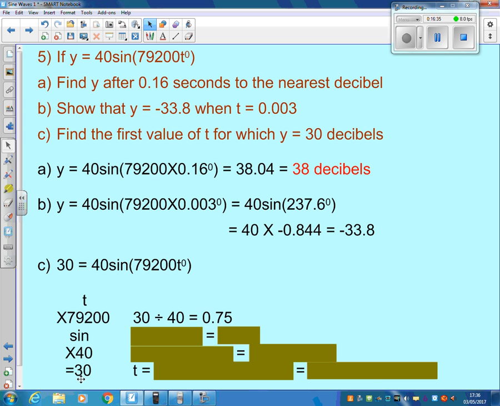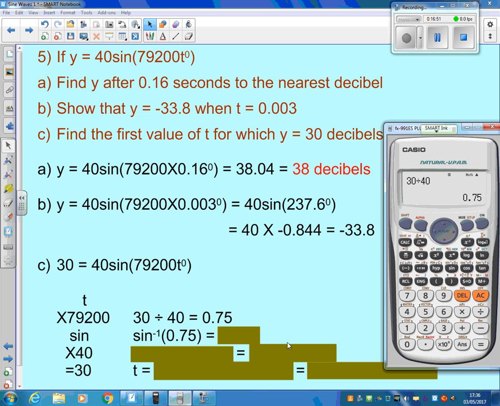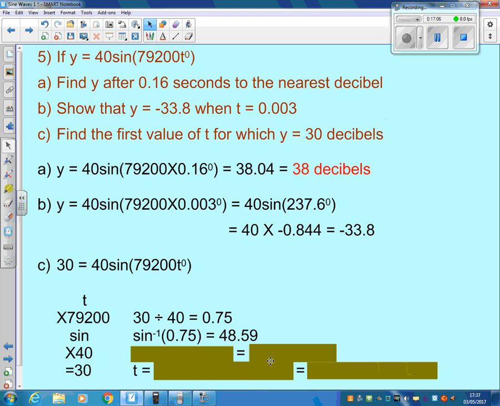Now we're going back this way. The opposite of sine is sine to the minus 1. So we need to find sine to the minus 1 of 0.75. Notice I'm going backwards, doing the opposite. 30 divided by 40, then sine to the minus 1 of that. So shift sine to get sine to the minus 1 of 0.75. I could have used answer, but 0.75 is quick to type in, equals 48.59 degrees.